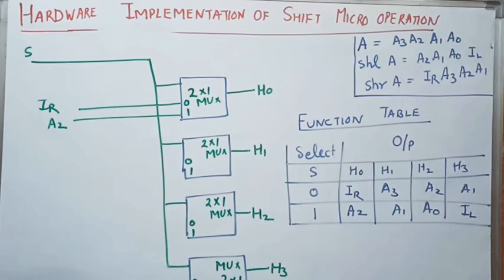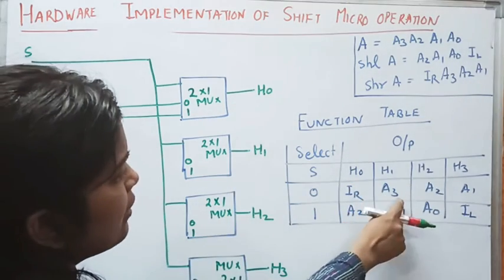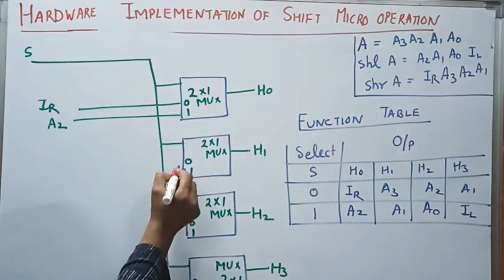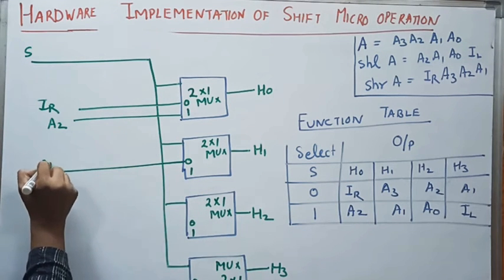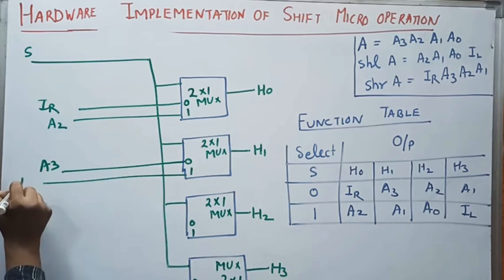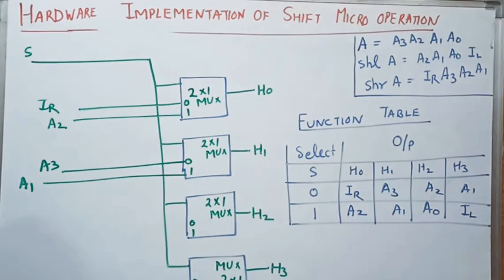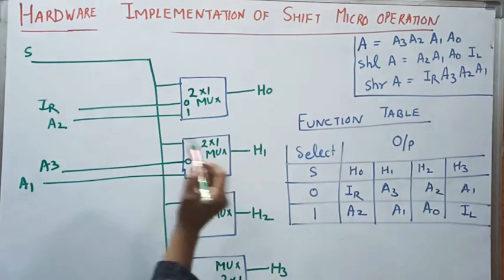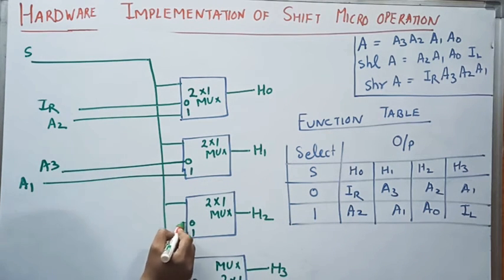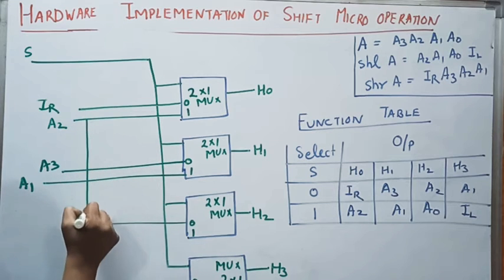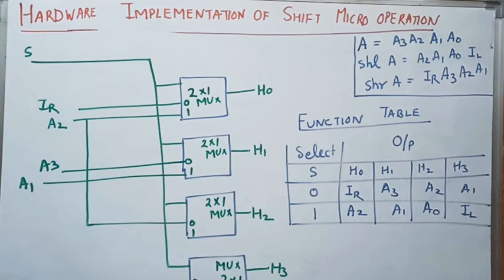Simply you can write, when H1 is the output, then A3 and A1 will be there. It means at the 0, A3 will be there and A1 will be there. In H2, A2 and A0 are there. A2 at the 0th, I already have a line, so I can connect this wire with the A2, and next is your A0 line. A0 line you can write as A0.